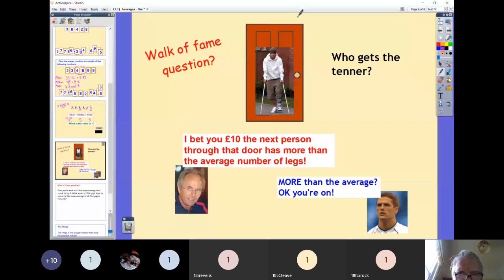So somebody's just walking through the door in a minute. Have they got the average number of legs, or have they not got the average number of legs? Who's right, the guy on the left or the guy on the right, or could they both be right? Anyone got a thought?